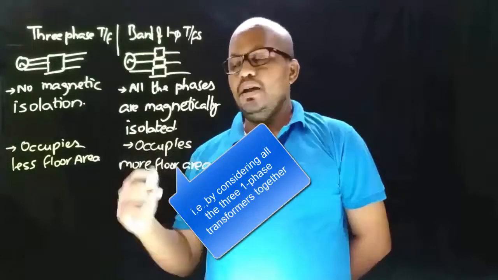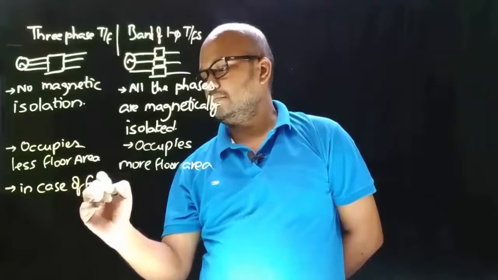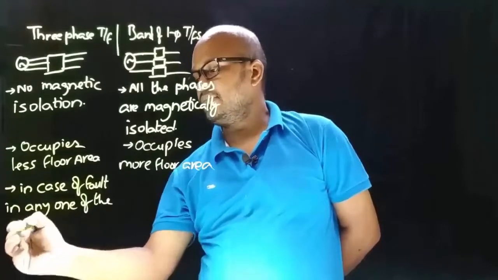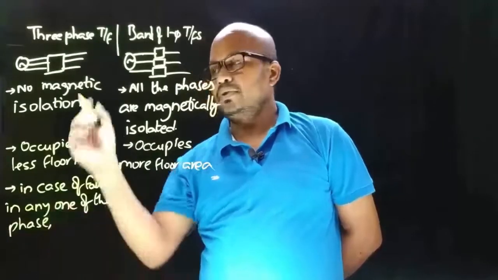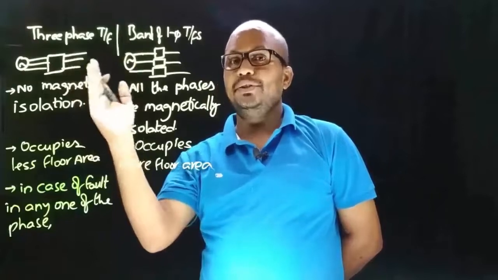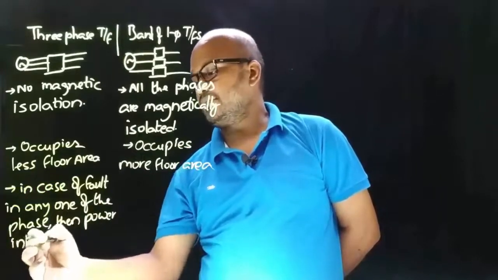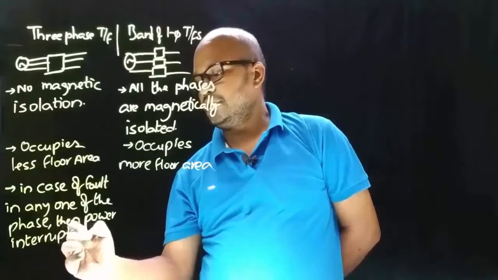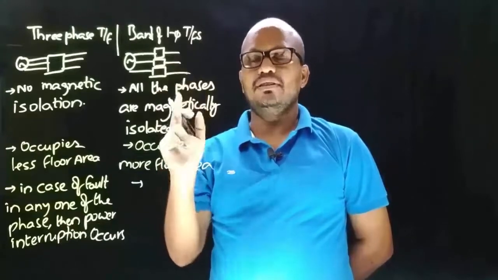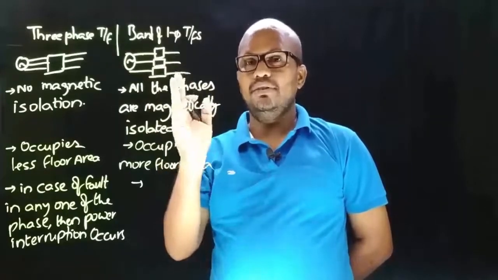And in case of a fault in any one of the phases, the entire unit must be disconnected. Means now there is discontinuity of supply. Then power interruption takes place. And coming to this case, if there is a fault in any one of the phases, that can be disconnected and the continuous supply can be maintained with the other two transformers, and how it is done will be discussed later.